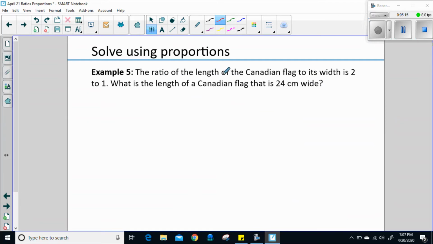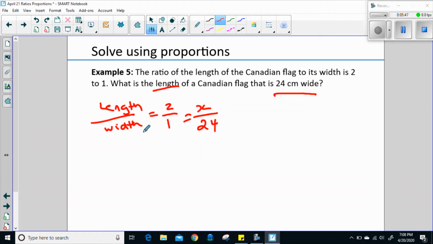All right, example 5. The ratio of the length of the Canadian flag to its width is 2 to 1. What is the length of the Canadian flag that is 24 centimeters wide? So again, we're going to set it up. I always write down my words first because otherwise it can get confusing. So I know my length to my width is 2 to 1. And then I want to know what is the length, and length, remember, is up in my numerator. This is why the words are so helpful. That is 24 centimeters wide, so my width is 24.